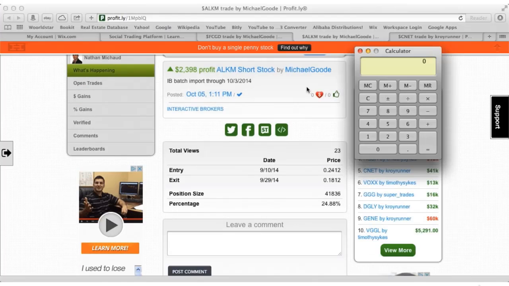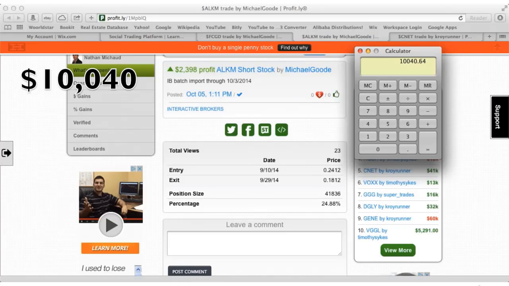So here's another example of a short trade, a short sale, and this person made $2,398, so pretty much $2,400. So let's see. He got fronted 41,836 shares. You can see the position size. So at 24 cents, pretty much 24 cents. So let's do the math on that. 41,836 shares times 24 cents. We'll just round it to that. So that's $10,040. As you can see, his broker fronted him on September 10th, and he sold those 41,836 shares right away, and he got that $10,040 in his account.